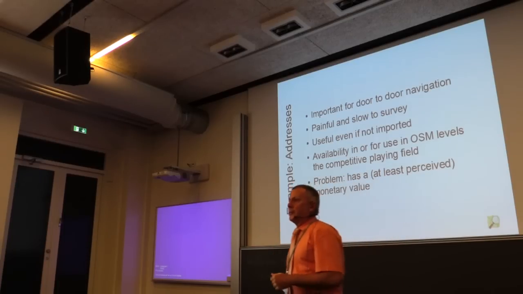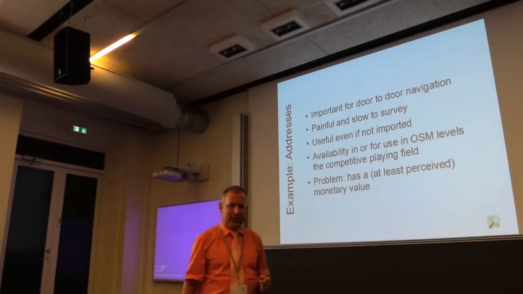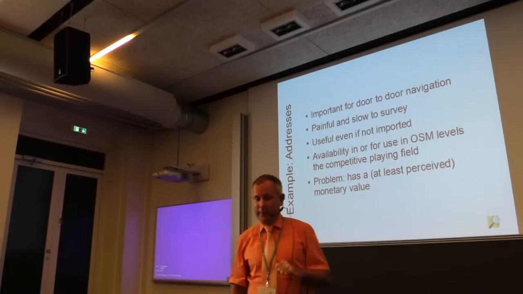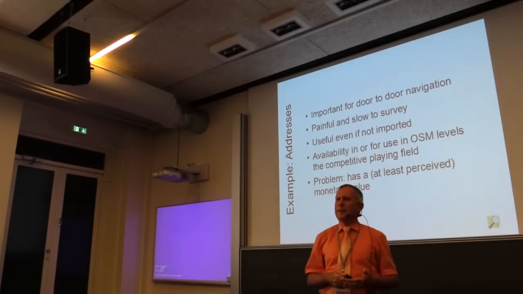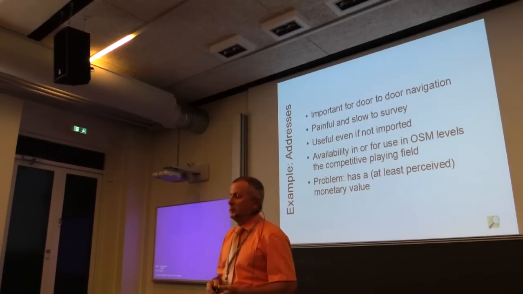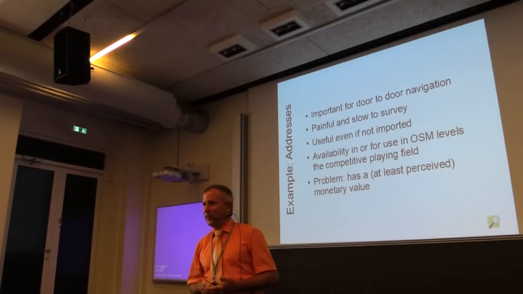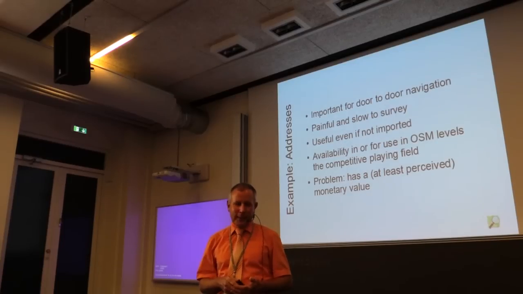Now, what is a good example of something that we would really be interested in? Addresses. Addresses are important for door-to-door navigation, for other applications. They are relatively slow to survey, so while we are adding multiple millions per month, it's going to take a lot of time till we have all of them.